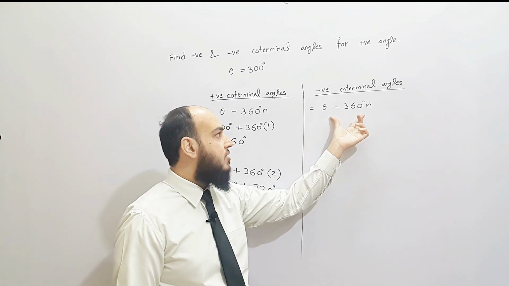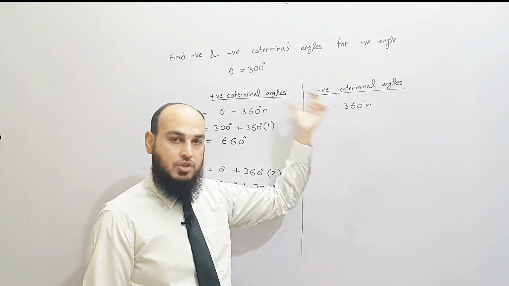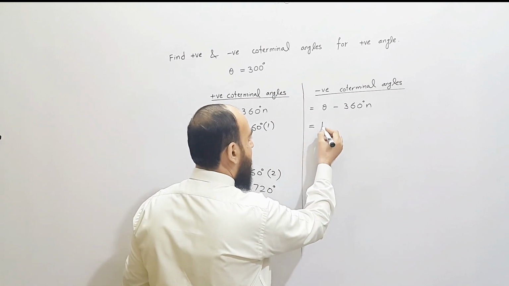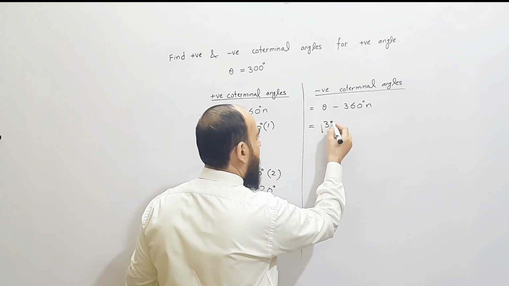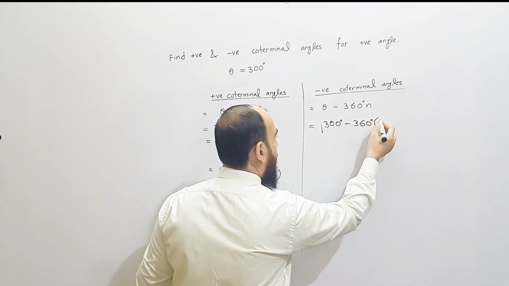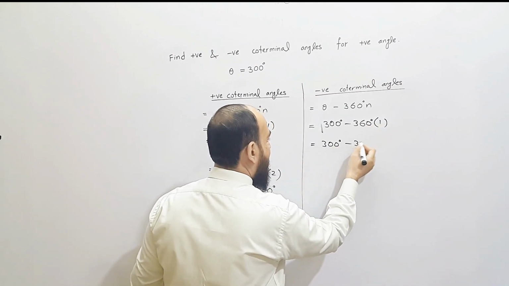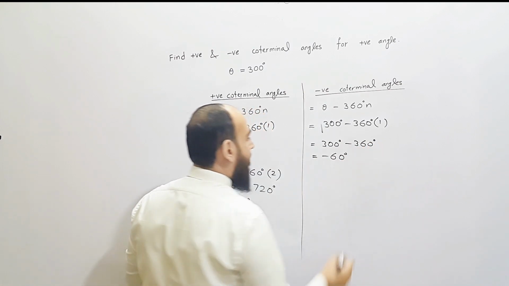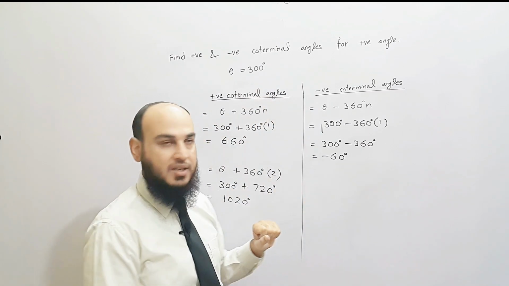Now let's talk about negative coterminal angles, how to find negative coterminal angles of 300 degrees. Here is the formula. You have to put the values here. Theta is 300 degrees, and you put 1 in the place of n, then you will get 300 degrees minus 360 degrees, then you will get the answer minus 60 degrees. Minus 60 degrees is a negative coterminal angle of 300 degrees.